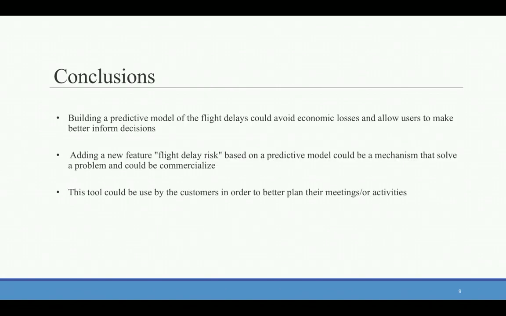So given this information, the businessman can now schedule this meeting and he can also decide to not buy this flight. So in conclusion, building a predictive model of flight delay can avoid economic losses and allow users to make better informed decisions. Also, companies that sell flight tickets on the internet can add this new feature, flight delay, and this could be very useful for customers to decide to buy their ticket or not, or plan their meetings or activities.